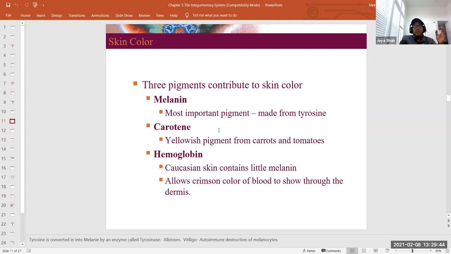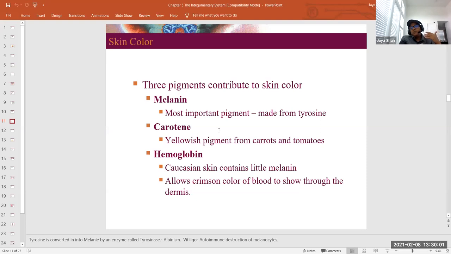Another component of skin color is carotene. So if you are eating a lot of carrots or tomatoes, which contain a lot of carotene, that gives you a yellowish coloration of your skin.